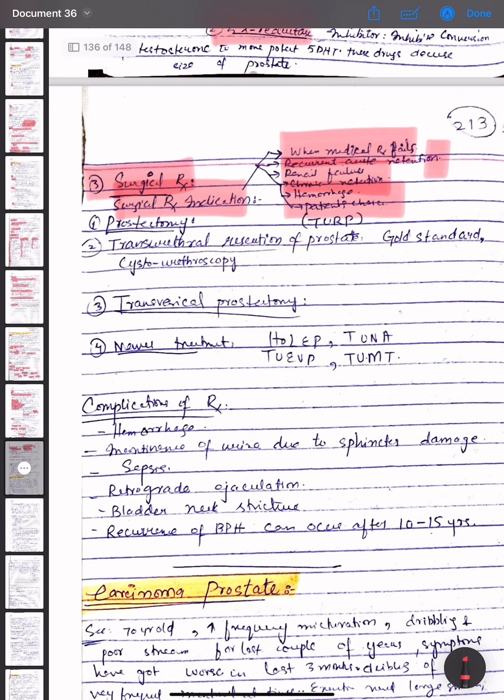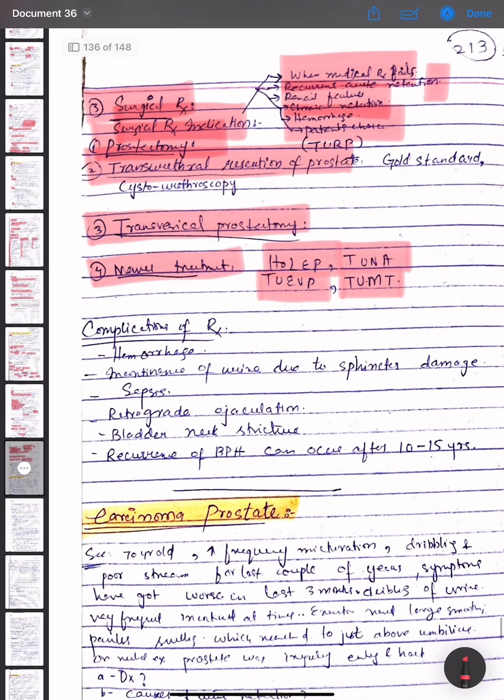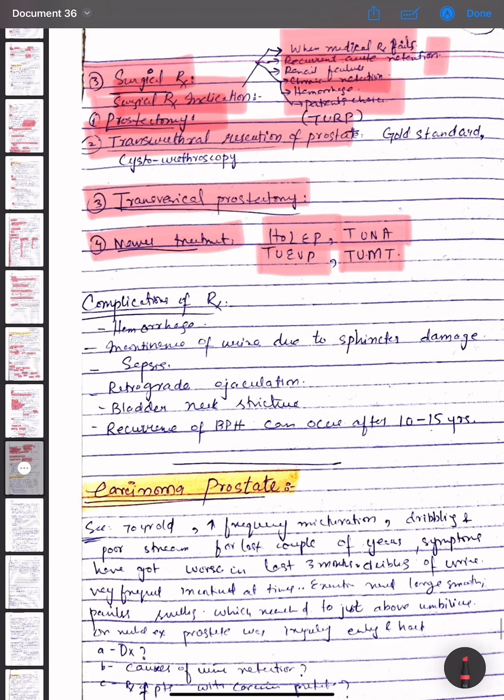The surgical options are prostatectomy and transurethral resection of the prostate, which is the gold standard. Then transvesical prostatectomy, and the newer treatments are TUNA, TUMT, TUEVP, and HoLEP. The complications of treatment are hemorrhage, incontinence of urine due to sphincter damage, sepsis, retrograde ejaculation, bladder neck stricture, and recurrence of BPH can occur after 10 to 15 years.